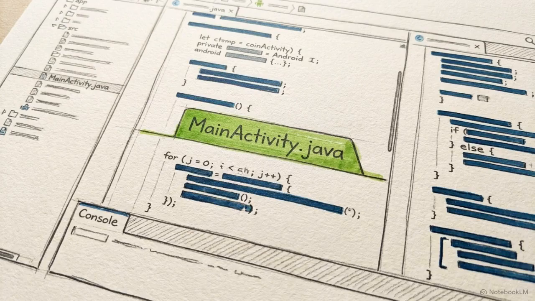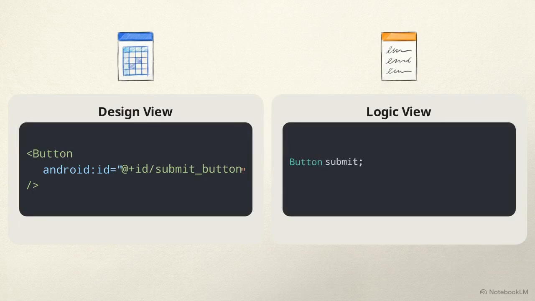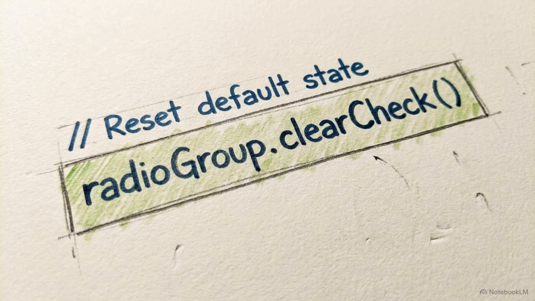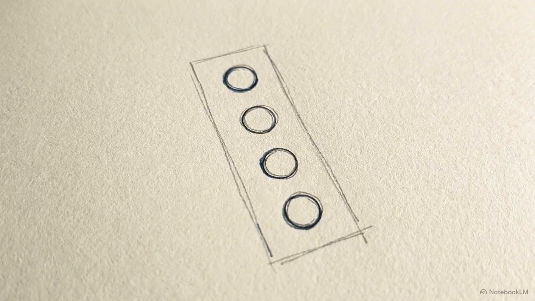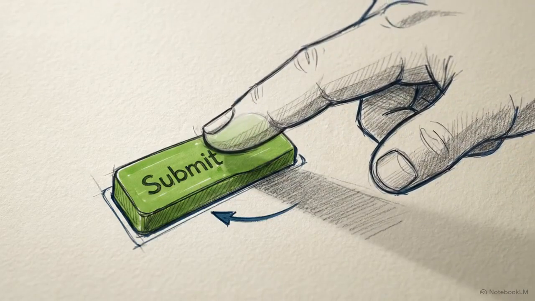Now that the interface is built, open the MainActivity.java file. To make our buttons work, we have to connect them to our Java code. We do this by creating variables in Java and using a method called findViewById to link those variables directly to the exact XML IDs we set up earlier. Next, we write a quick command, radioGroup.clearCheck. This ensures that when the app first opens, all the radio buttons are blank, giving the user a clean slate.